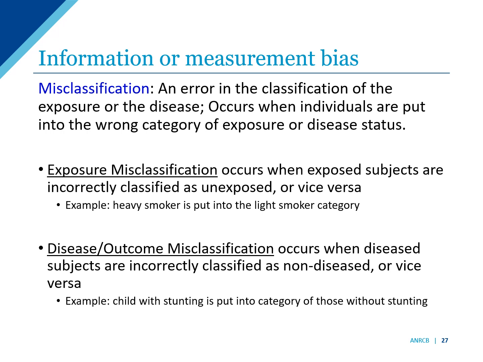Misclassification occurs when individuals are put into the wrong category of exposure or disease status. We are particularly concerned with this type of bias. Exposure misclassification occurs when the exposed subjects are incorrectly classified as unexposed or vice versa. An example may be that a heavy smoker is actually put into a light smoker category. And disease or outcome misclassification occurs when we incorrectly classify diseased as non-diseased or vice versa. For example, a child with stunting is put into a category of those without stunting.